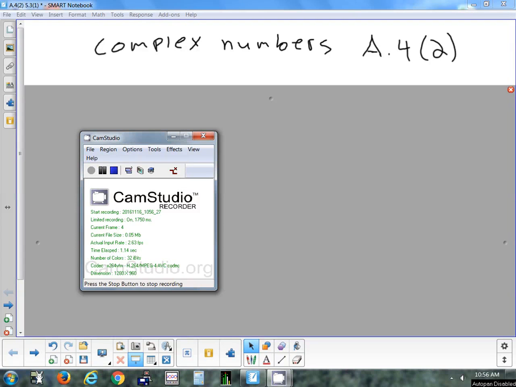Right, so we'll continue looking at complex numbers. This section will finish up with multiplication and division. And then we'll get back to section 5.3. We'll start it today, but we won't finish it till tomorrow. The part we have to finish tomorrow is probably about 15 minutes. It's very, very short, which is good because we only have half a class tomorrow.